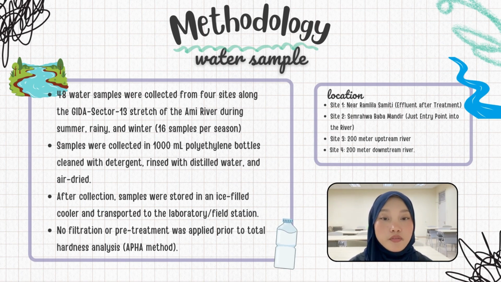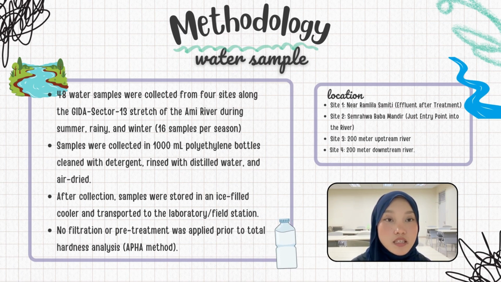This slide shows the methodology used for water sample collection. First, a total of 48 water samples were collected from 4 different sites along the Jeddah Sector 13 stretch of the Ami River. The sampling was conducted during 3 different seasons, which are summer, rainy, and winter, with 16 samples collected per season. The water samples were collected using 1000 ml polyethylene bottles, and before use, all the bottles were washed with detergent, rinsed with distilled water, and air dried to prevent contamination.